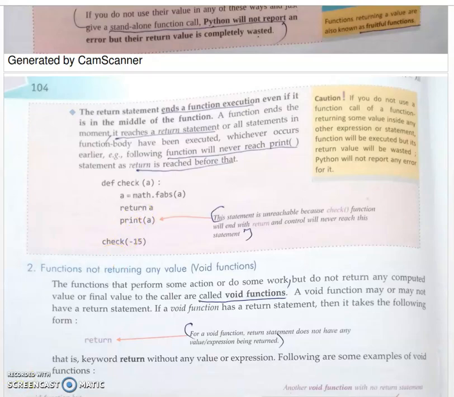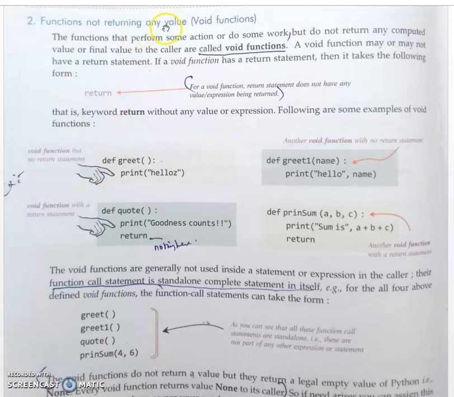Okay. If the function is not returning any value, it is called a void function. But it can contain a return statement. You are simply mentioning the return statement without literals or any expression. So the return statement will return None. Okay, it is also valid. Here in this function, you are simply printing no return value. So it will return None.